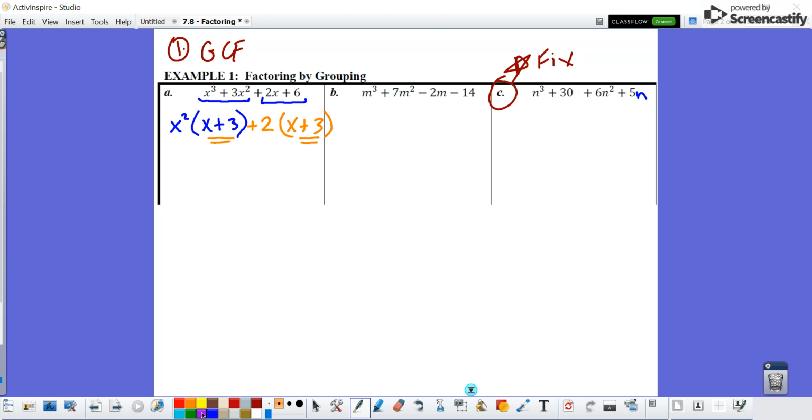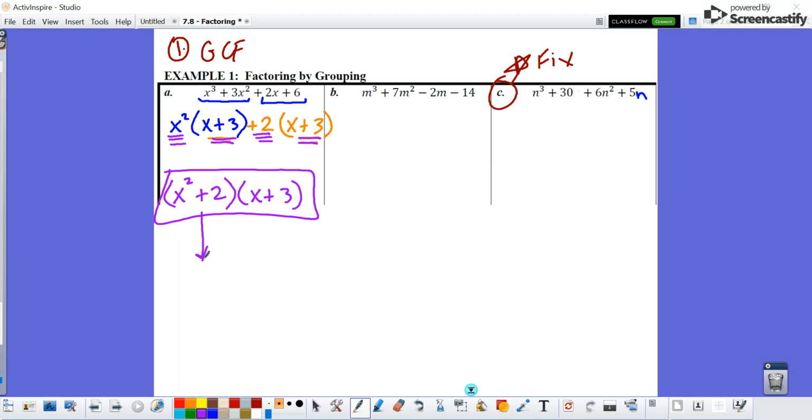When I write this down, one of my binomials will be the match, which is x plus 3. So that comes from here and here. The other one will be what precedes the matches. So that will be x squared, and that will be the plus 2. So there's my final answer. And again, just double check that this binomial has no GCF. That's how I know it's done. And it's not a perfect squared binomial because 2 is not perfect.